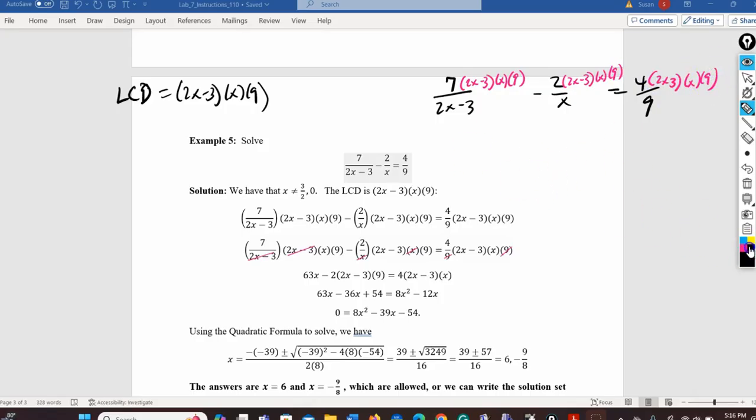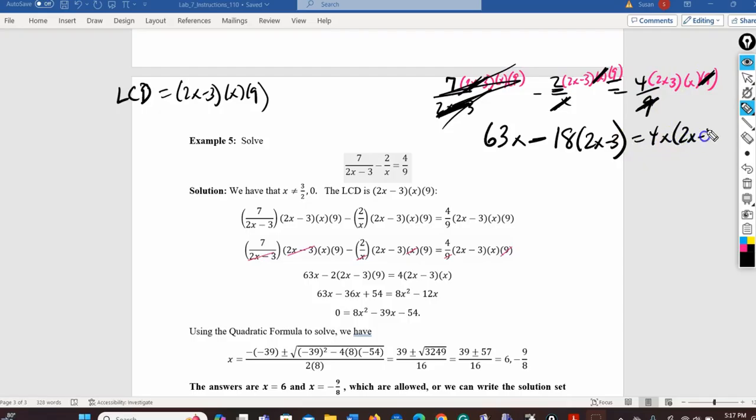All right, so now for the cancellations, the 2x minus 3 cancels, and I'm going to be left with 7 times x times 9. 7 times 9 is 63, so 7 times x times 9 is 63x. Okay, then minus, and the x is canceled there. 9 times 2 is 18, and then I have it times 2x minus 3 in parentheses. Now over here the 9 cancels. So I'm going to have 4 times x times 2x minus 3. So I'm going to write it like that.